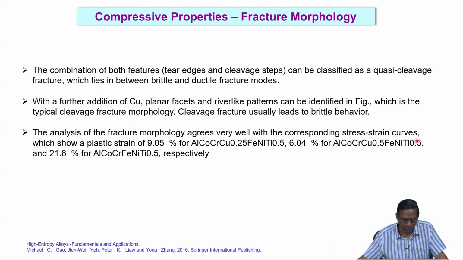So, the analysis of the fracture morphology agrees very well with the corresponding stress strain curves, which show a plastic strain of 9.05% in the aluminum, cobalt, chromium, copper, iron, nickel, titanium alloy, and it is 6.04% for the aluminum, cobalt, chromium, copper, iron, nickel, titanium alloy, and it is very high at 21.6% for the aluminum, cobalt, chromium, copper, nickel, titanium alloy.